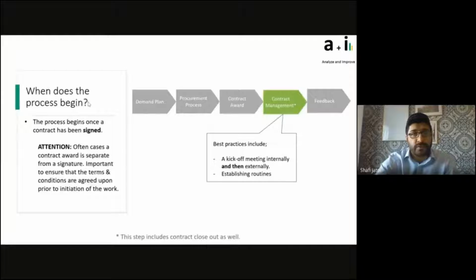So where does this process actually begin? Let's go through this. You did the demand plan, you did the procurement process, you did the contract award. Now, the process begins once a contract has been signed. In most cases this is true because we wouldn't want third parties coming on site without ensuring that they have insurance certificates, all liabilities are covered, and they have our site-specific training. There's a whole host of requirements that need to happen once a contract has been signed.